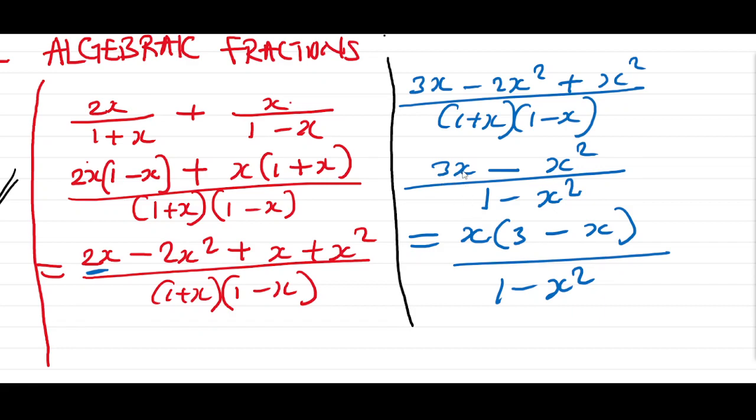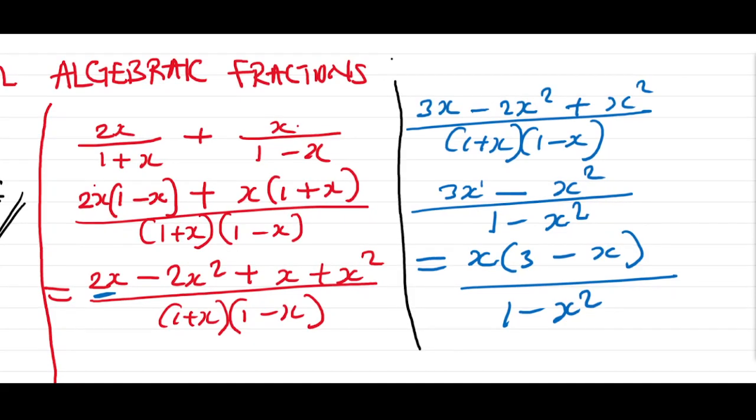Notice that we cannot add 3x and negative x squared. The reason we cannot do that is because they are not like terms, because here x is x to the first power and here it is x to the second power. They are not like terms, so they cannot be added together. But this is the simplest form the answer can get, and we have to stop at this point here.